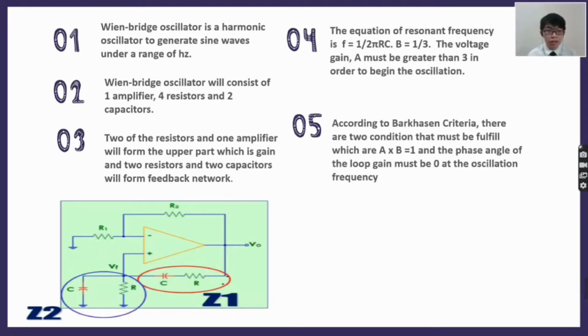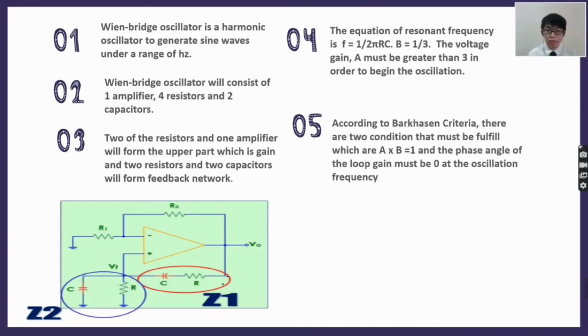According to the Barkhausen criteria, there are 2 conditions that must be fulfilled so that the waveform can be sustained, which are A times beta should equal 1, and the phase angle of the loop gain must be 0 at the oscillation frequency.